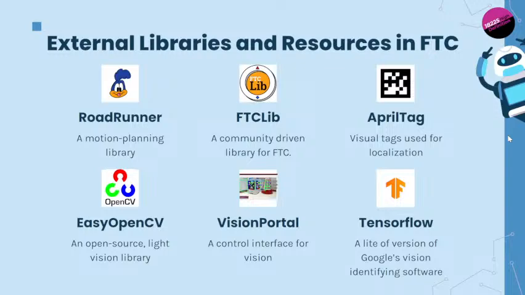Okay, so this is a lot of info, but this is just a general overview, and I'm going to go through each of these in detail at the very end, because this is vision. Basically, there are external libraries and resources in FTC too, so you don't have to code everything, because that would be really hard. Vision would also be really hard, because we use stuff like TensorFlow, which is a light version of Google's vision identifying software, and EasyOpenCV is another example. And for motion planning, we use Roadrunner, which was built for FTC. These are some of the libraries that we would use in software.